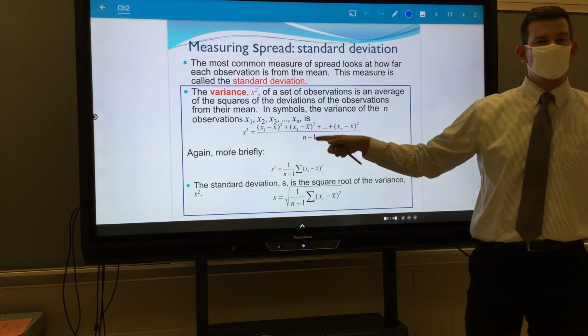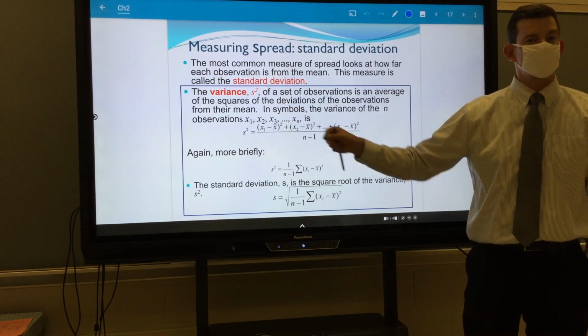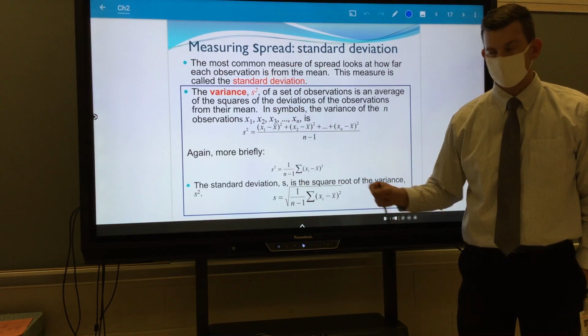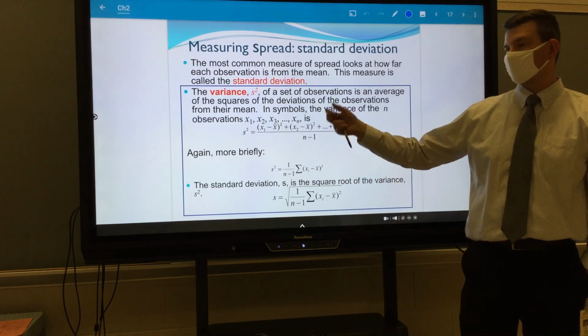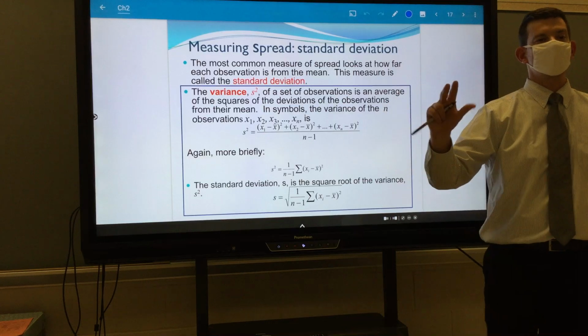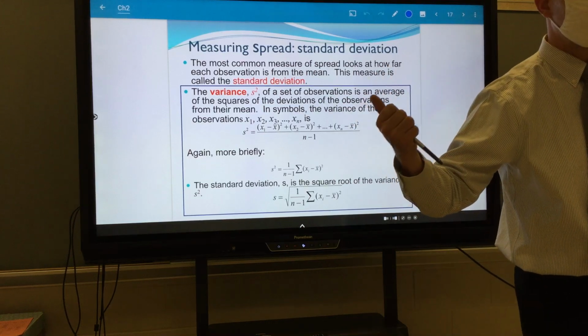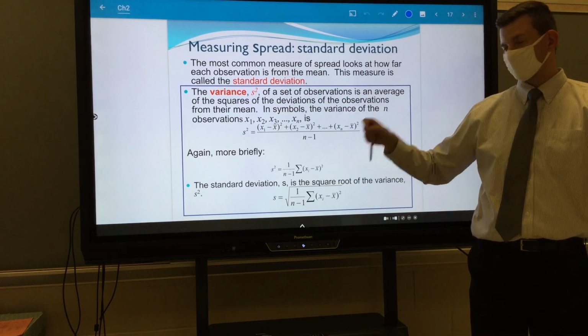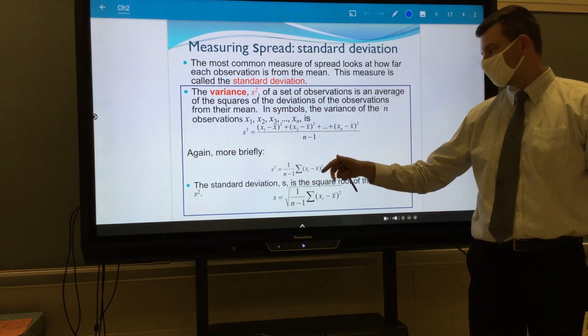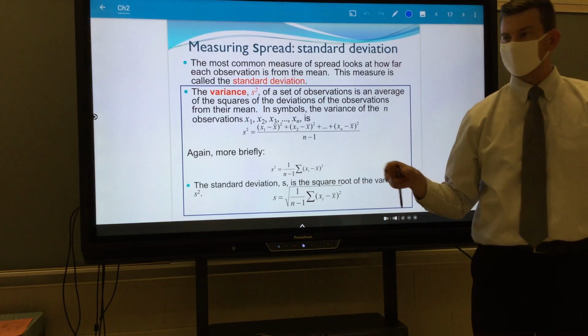When we divide by n minus 1, this gives us sample standard deviation. Population standard deviation will be dividing by just n. That's why there's that difference with the calculator. Now, it's not a big difference. There are theoretical reasons for that we're not really going to get into right now.